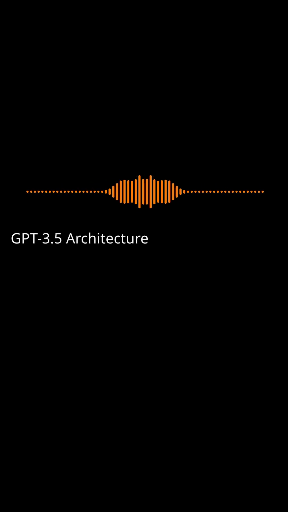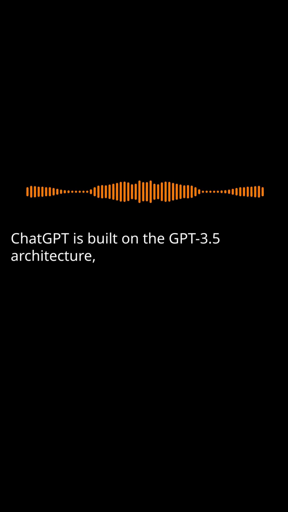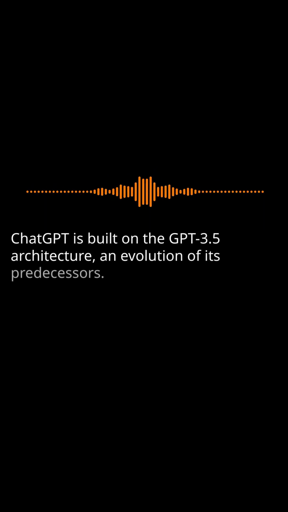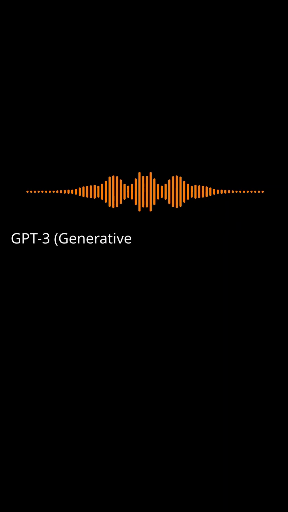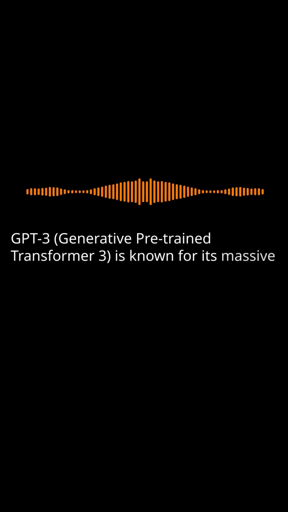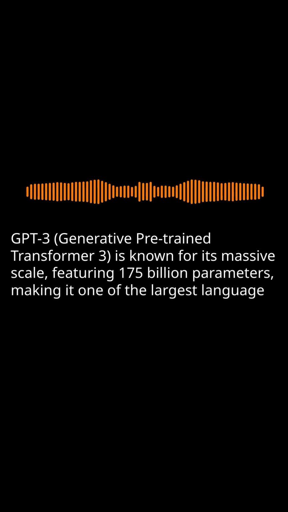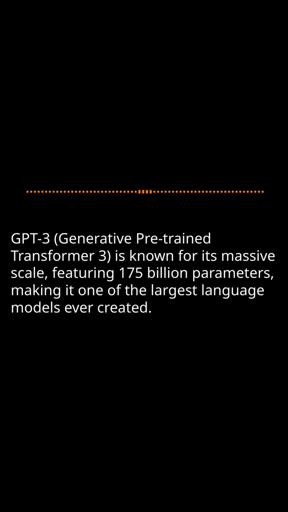GPT 3.5 architecture. ChatGPT is built on the GPT 3.5 architecture, an evolution of its predecessors. GPT-3, Generative Pre-trained Transformer 3, is known for its massive scale, featuring 175 billion parameters, making it one of the largest language models ever created.